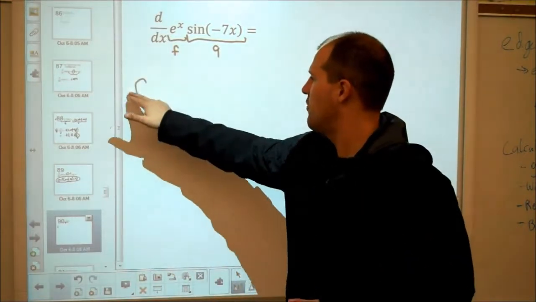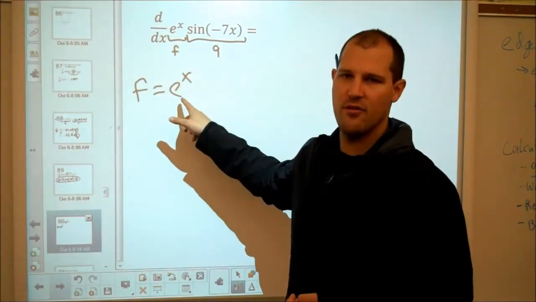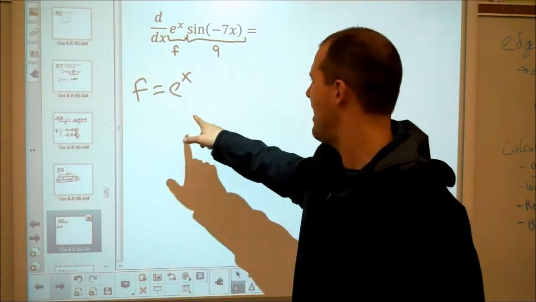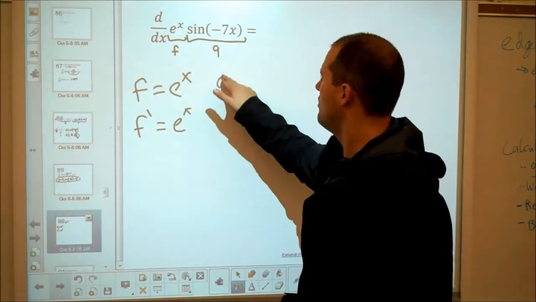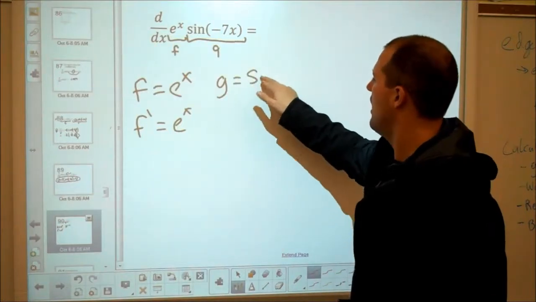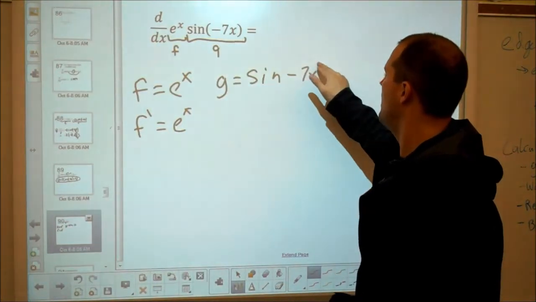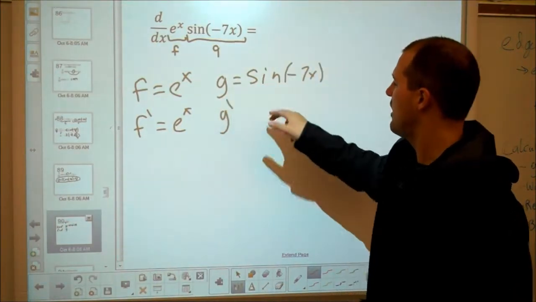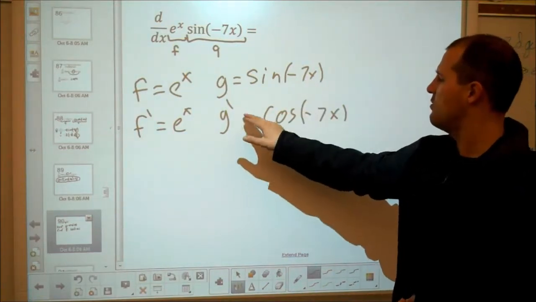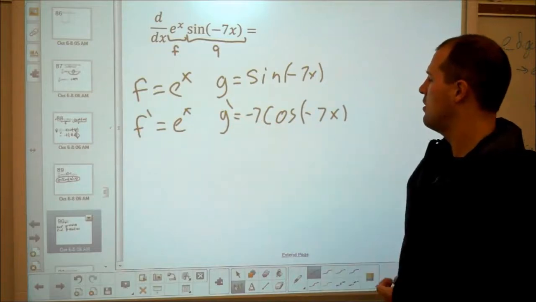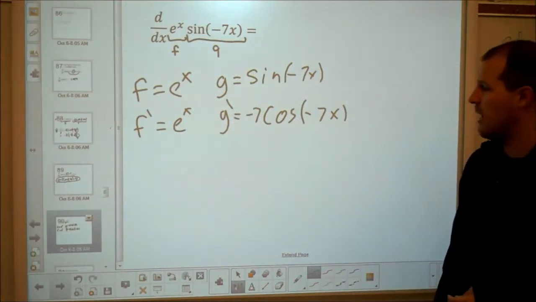Let's do this. So for f, I'm going to use e to the x. Remember how to differentiate that? That would be its own derivative. G being sine of negative 7x. Its derivative, sine turns to cosine, guts remain the same. Derivative of the guts goes in front. And now let's set up our product rule.